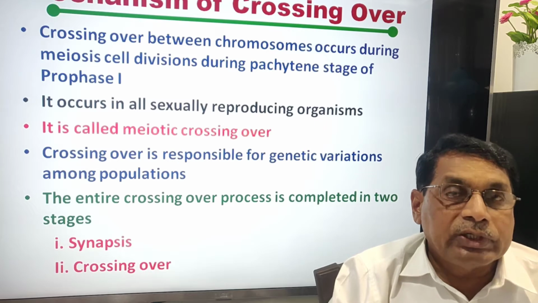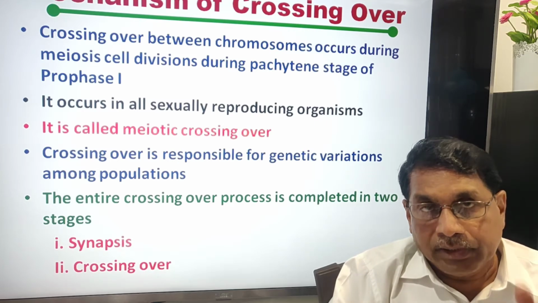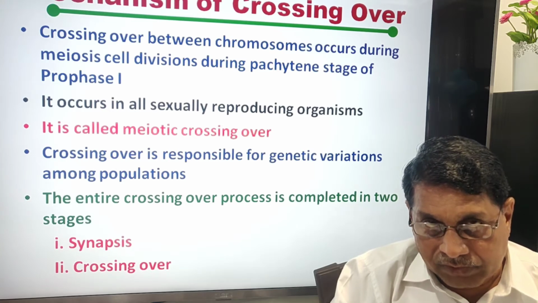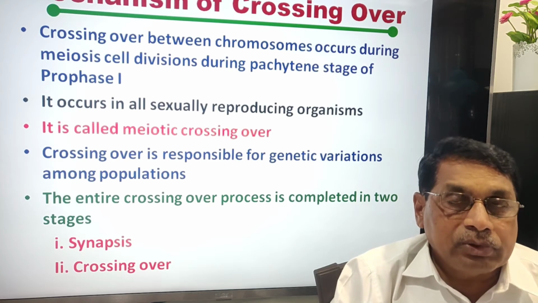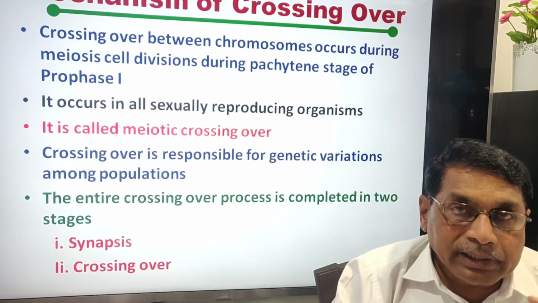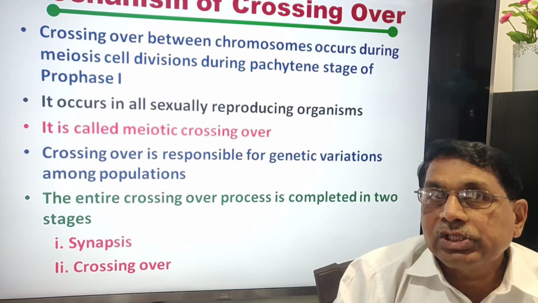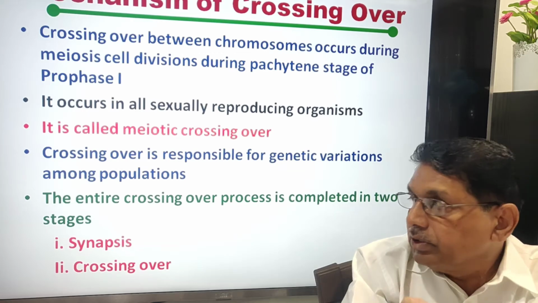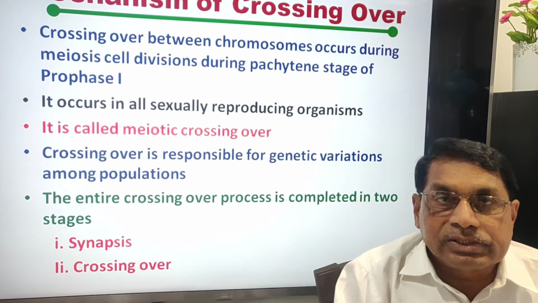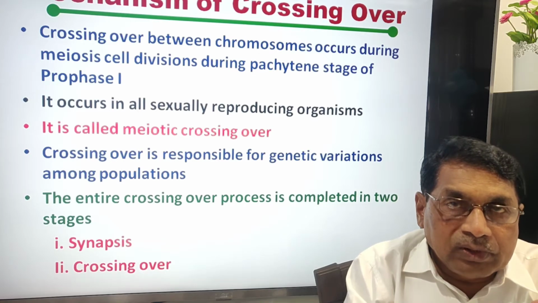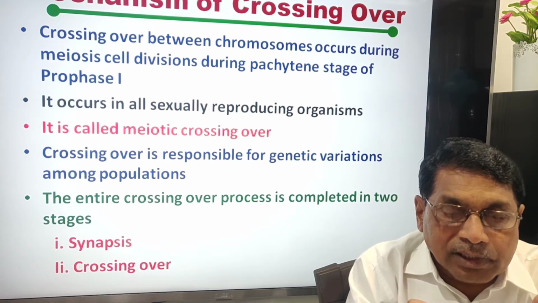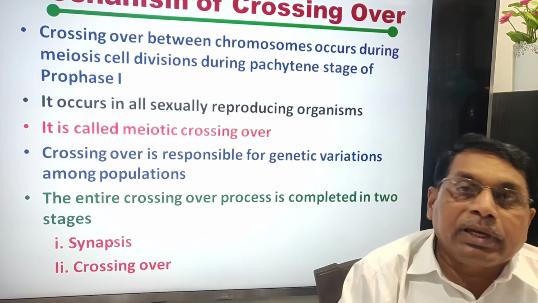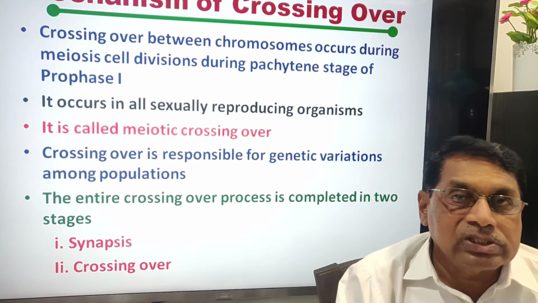Synapsis. What is synapsis? Go back to meiosis. Meiosis 1, prophase 1. In prophase 1, what are the stages? Leptotene, zygotene, pachytene, diplotene, diakinesis. Second stage, zygotene: the two homologous chromosomes come together, stand side by side. That is called synapsis. The two, one from the male parent, another from the female parent, come together, stand side by side. Then crossing over in pachytene. Synapsis in zygotene.